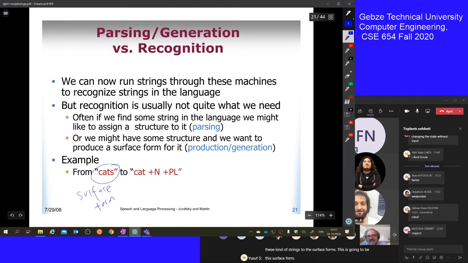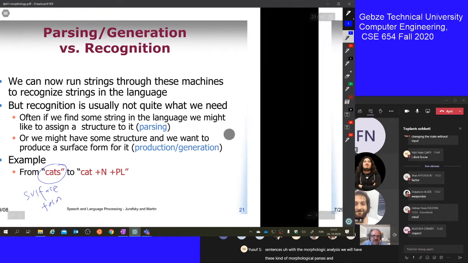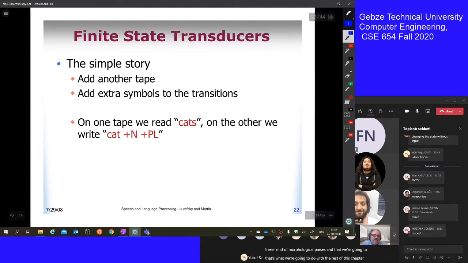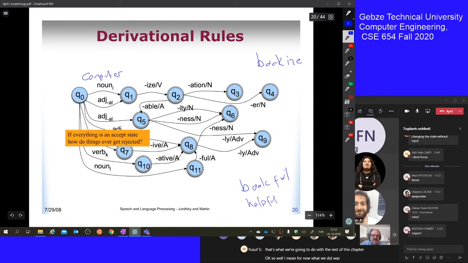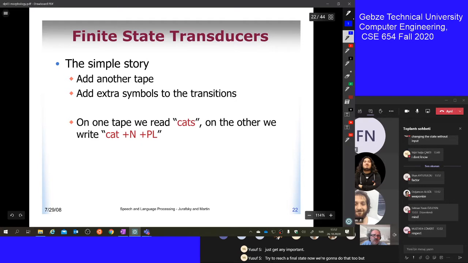At the surface, we see this, but underneath the surface of the sentences, with the morphological analysis, we will have these kind of morphological parses, and that's what we are gonna do with the rest of this chapter. Okay, so for now, what we did was just get an input and try to reach a final state. Now we are gonna do that too, but at the same time, we like to produce another string. Okay, so that's called finite state transducer.